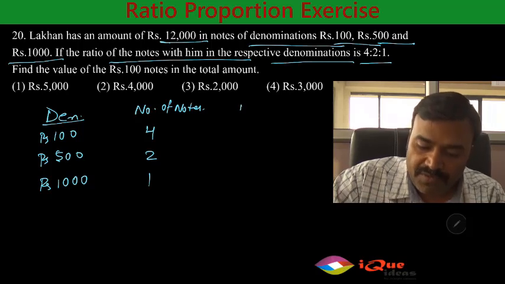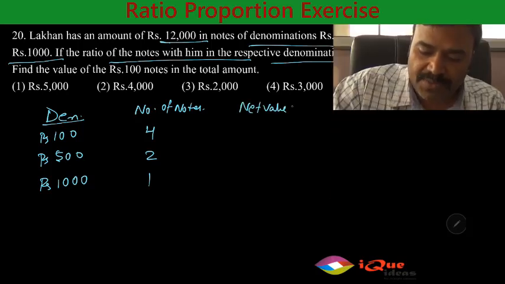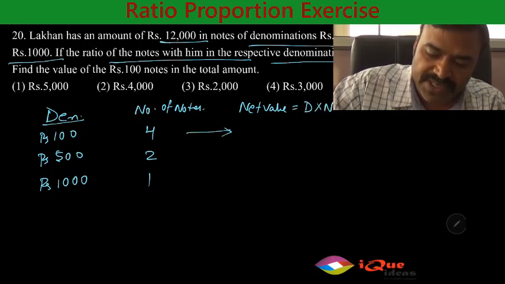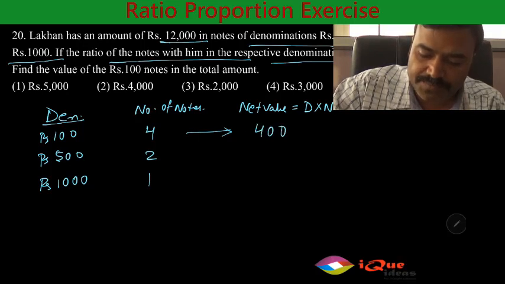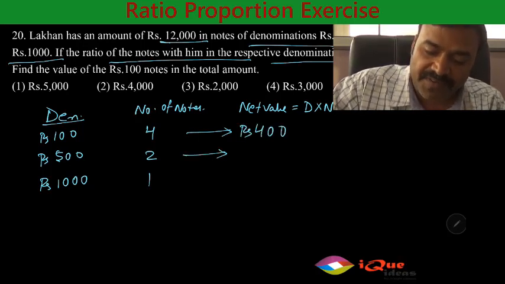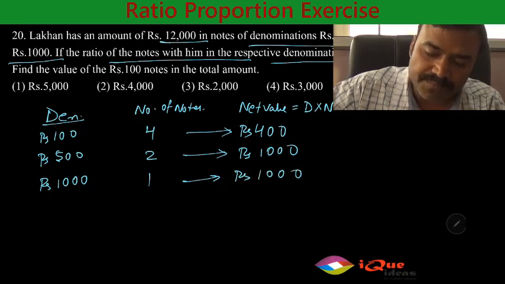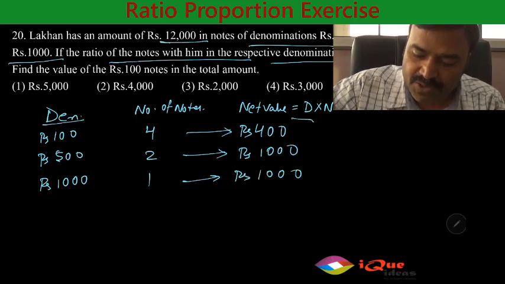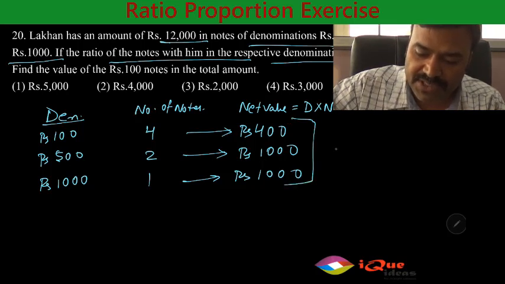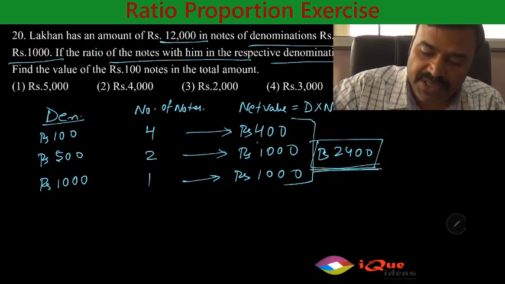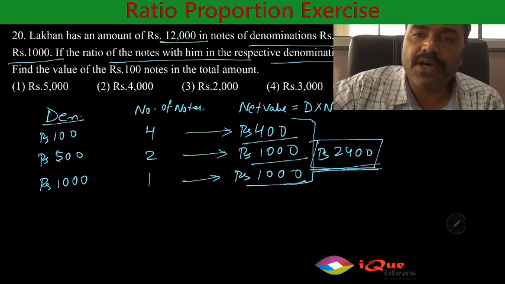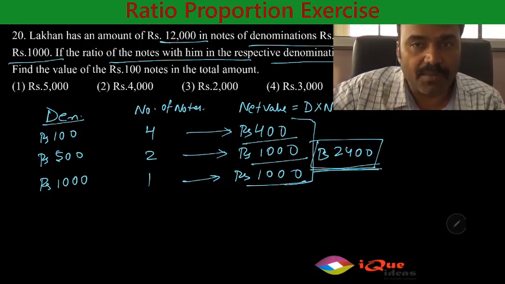Okay. So what will be the net value? Net value will be a simple product of denomination into number. So for 100 rupees, the net value will be 100 into 4, that is 400 rupees. And for 500 notes, it will be 500 into 2, that is 1000 rupees. And for 1000, it will be 1 into 1000, that is 1000 rupees. Alright. Their sum total is simply 400 plus 1000 plus 1000, that is 2400 rupees. Now what does it mean? It means that out of 2400 rupees, these are the net values of respective denominations.